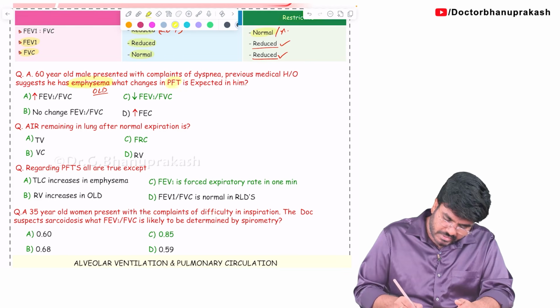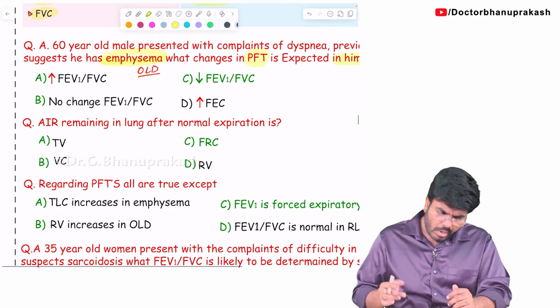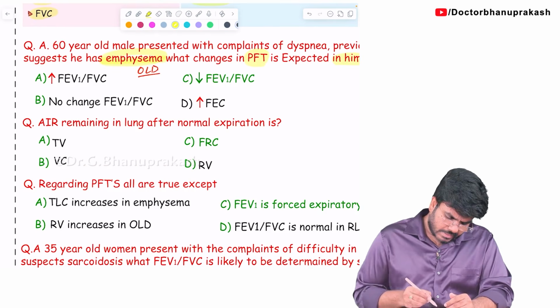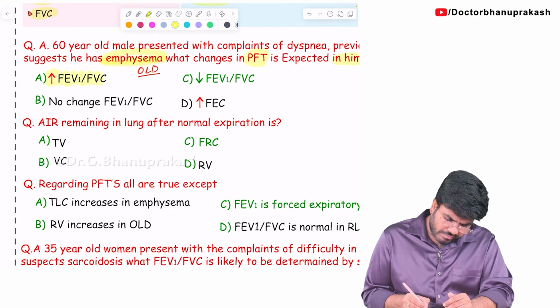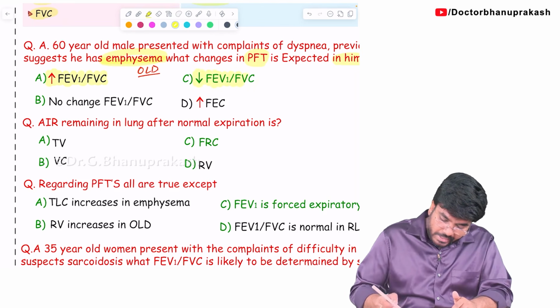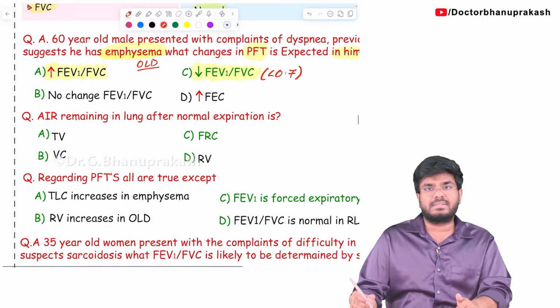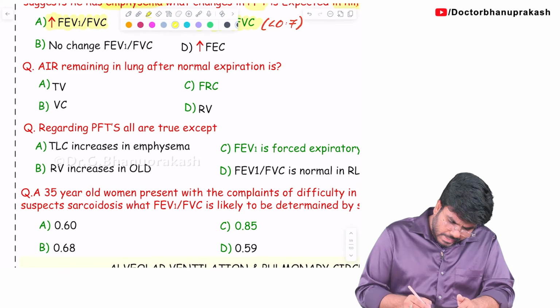What changes in the pulmonary function test are expected in him? What changes in the PFTs can be expected in him? What do you think? In obstructive lung diseases, does the FEV₁ by FVC ratio increase? No, the FEV₁ by FVC ratio does not increase, it will decrease. Yes, there is a decrease in FEV₁ by FVC. How much decrease? Less than 0.7.